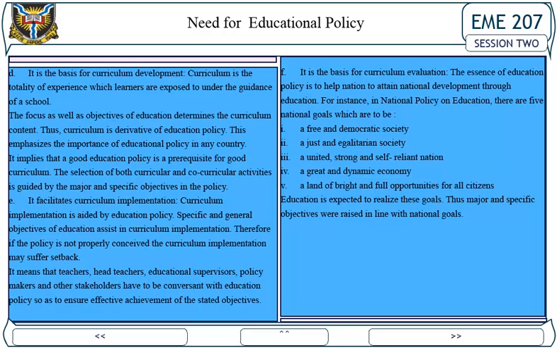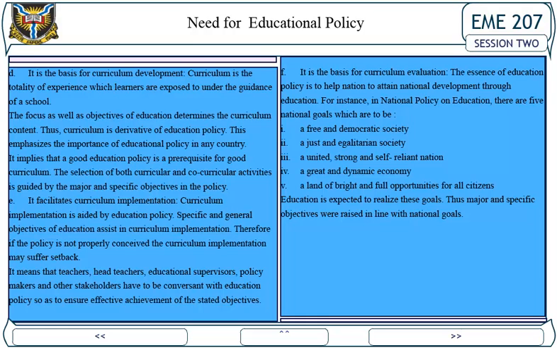The essence of education policy is to help nations to attain national development through education. For instance, in the national policy on education, there are 5 national goals which are: 1. A free and democratic society. 2. A just and egalitarian society. 3. A united, strong and self-reliant nation. 4. A great and dynamic economy. 5. A land of bright and full opportunities for all citizens. Education is expected to realize these goals.